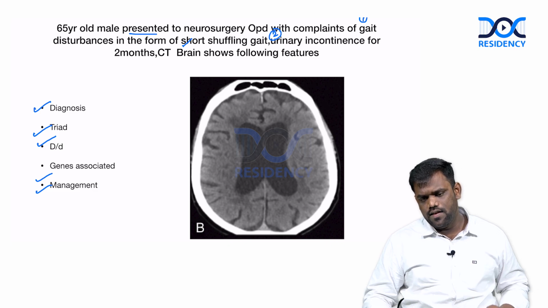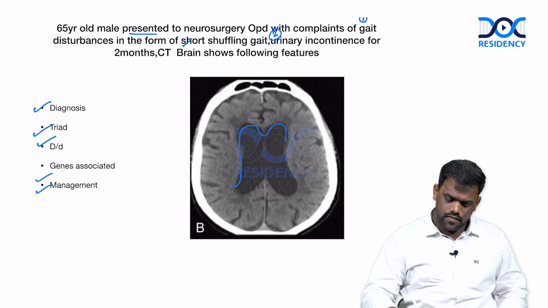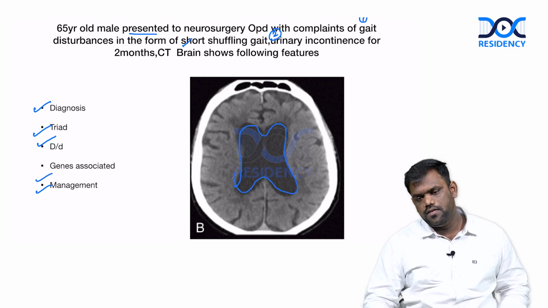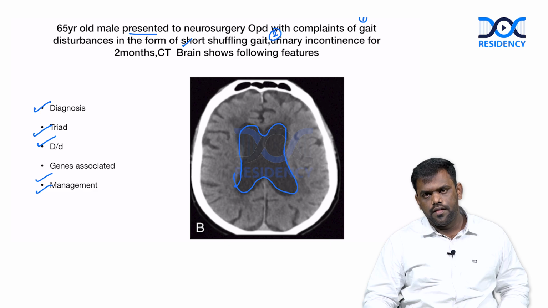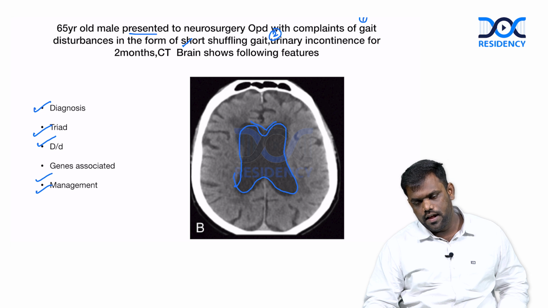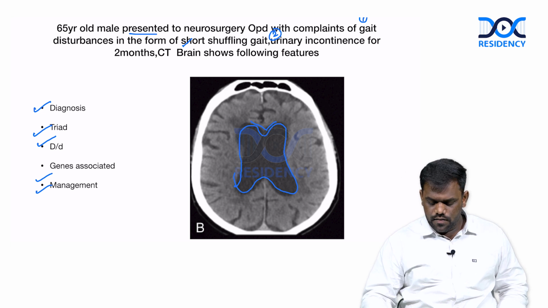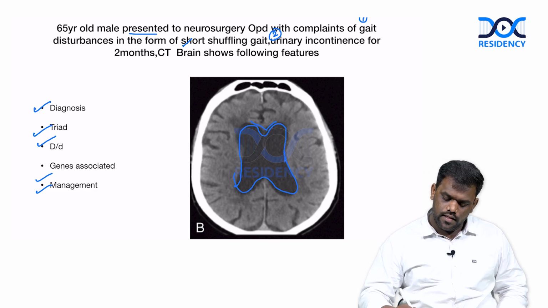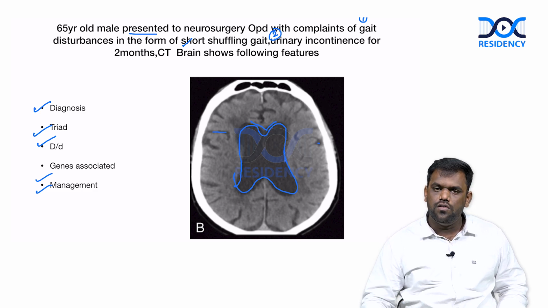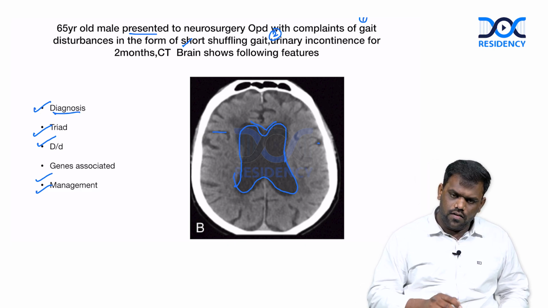So first, what does the CT scan show? The CT scan shows ventriculomegaly. The ventricles are enlarged so much, and you see the angle between the corpus callosum, the callosal angle, is decreased so much. So even though the ventricle is enlarged, the sulci and the gyri are not closed. That is called DESH, disproportionately enlarged subarachnoid space.